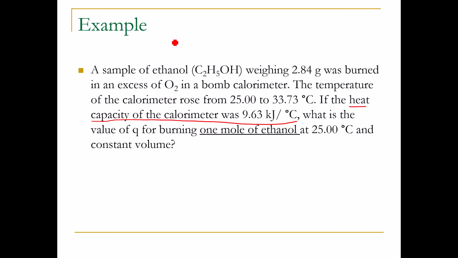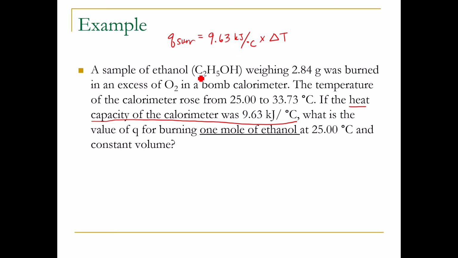So now when we're going to talk about Q of the surroundings, we're just going to look at the 9.63 kilojoules per degree Celsius times the temperature change. All right, we no longer need the M or the amount because it's incorporated in this heat capacity. All right, so let's see what we've got.